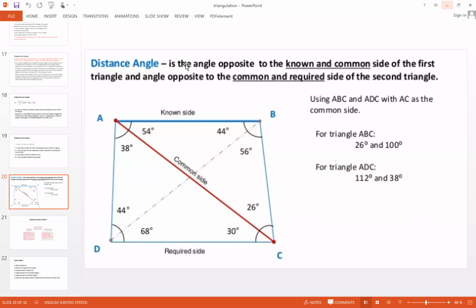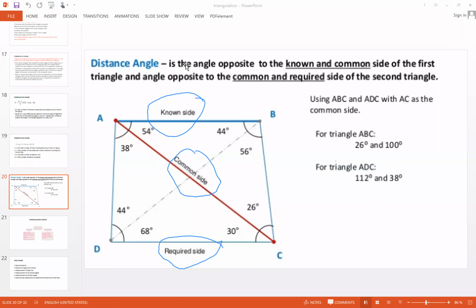So if I can annotate on this and show you. Let's say this is a quadrilateral in which we have two triangles, ABC and ADC. Now side AB is the known side, and the required side is side CD. And in both triangles, the common side is AC.